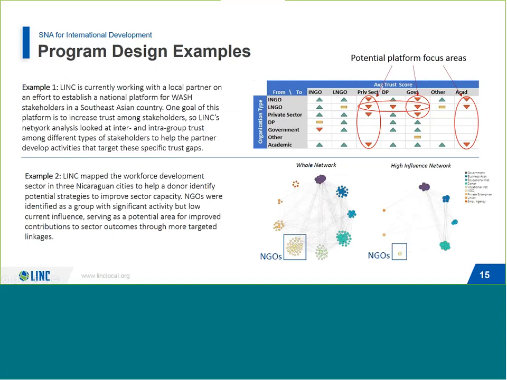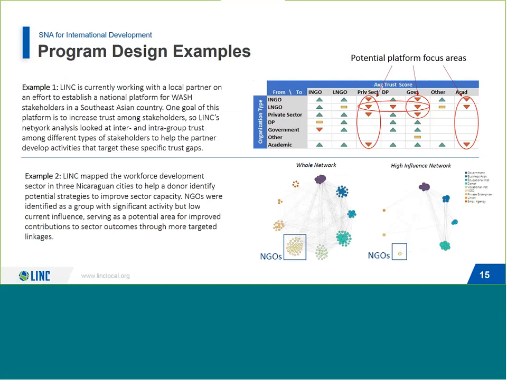So I'm going to give you a couple specific examples here that we've worked on in the past, which I think illustrate a couple of findings that will hopefully be used or are already being used by our partners. One example is working with an NGO that is pulling together a national group focused on water, sanitation, and hygiene in one Southeast Asian country, Cambodia. And one reason they're putting this together is they want to increase trust among the stakeholders in the network.